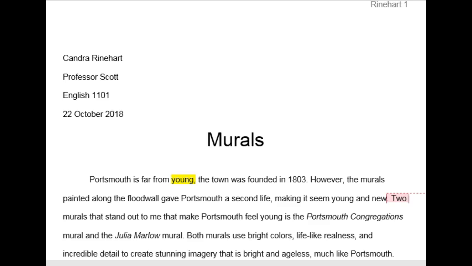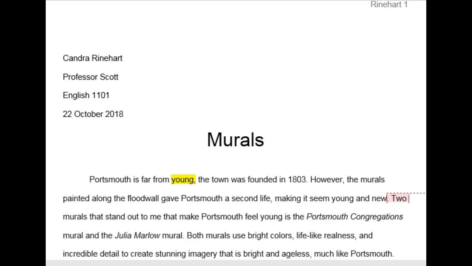Just as a quick reminder for this assignment, I'm taking a look at your ability to write a thesis statement that's interesting, that's clear, and that's argumentative, something that can be debated. I'm also taking a look at your ability to use details from the murals and also to use a couple sources or a couple quotes to support your argument.